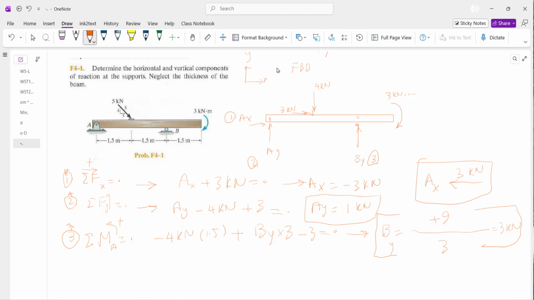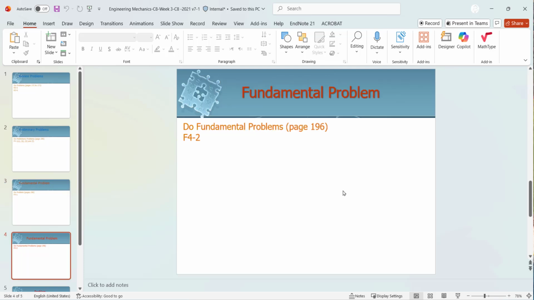Now this free body diagram is solved. AX is 3 kilonewton, AY is 1 kilonewton, and BY is 3 kilonewton. Let's move on to see what we have next.